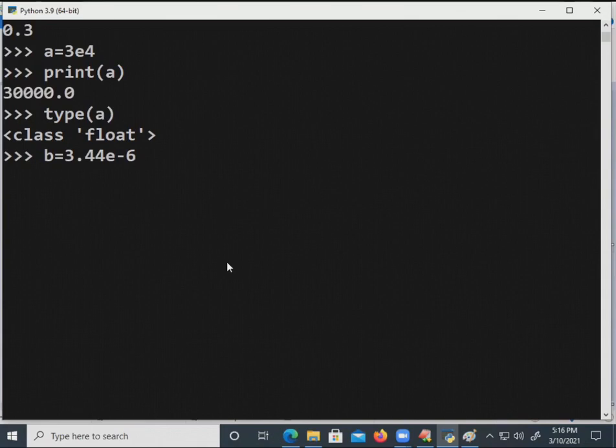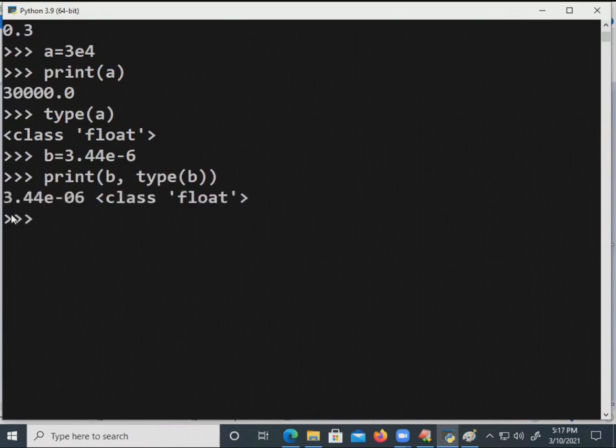3.44 into E minus 6. What is that? 3.44 into 10 to the power of minus 6. Mathematics. So, see what result is coming. Print of B comma type of B. What is the result that is coming? 3.44 E6. But how is it internally stored?